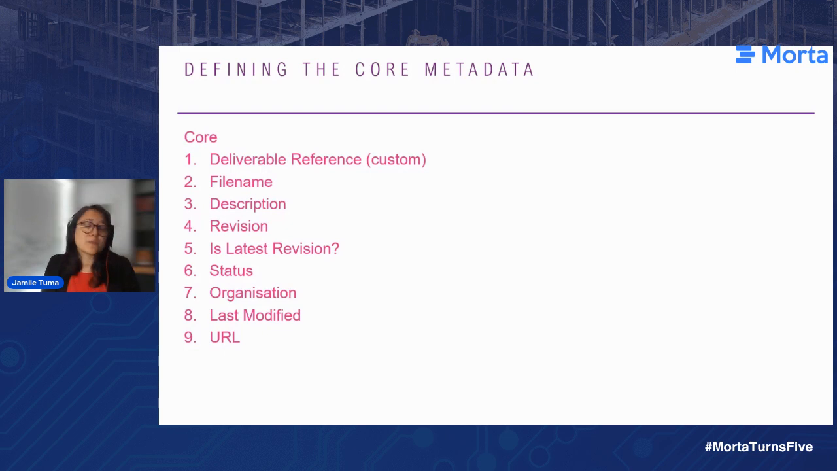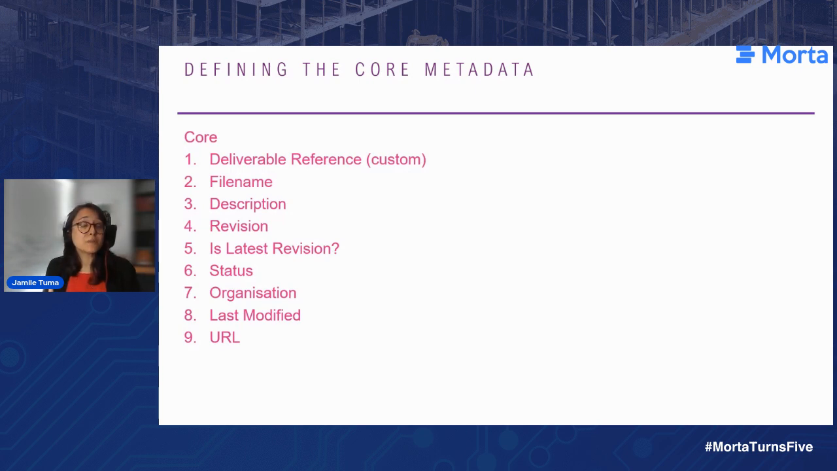The file name, description, and revision are, of course, fundamental. The latest revision attribute helps us filter data so we can have the confidence that our reviewers are only looking at the latest set of information, and there's no risk of them accidentally reviewing an outdated version, which was difficult to control with Excel.